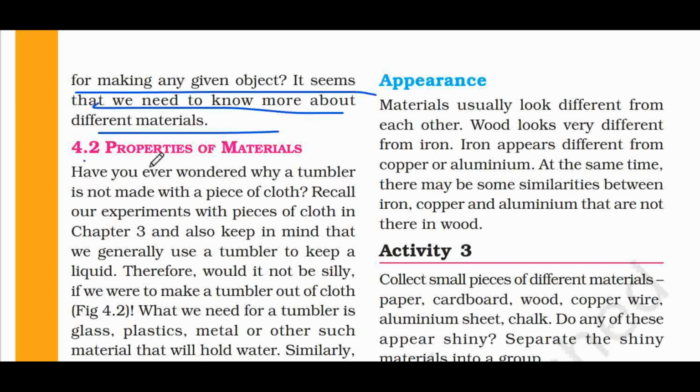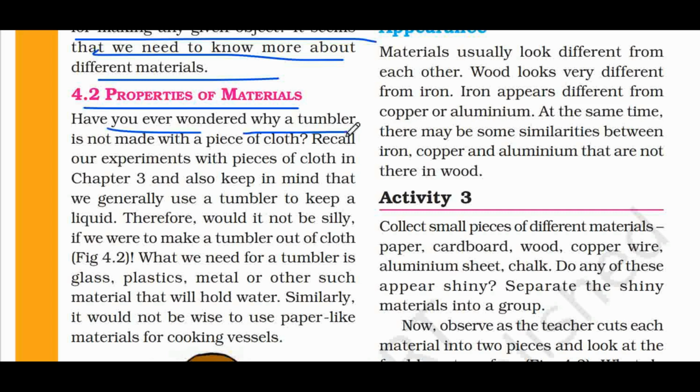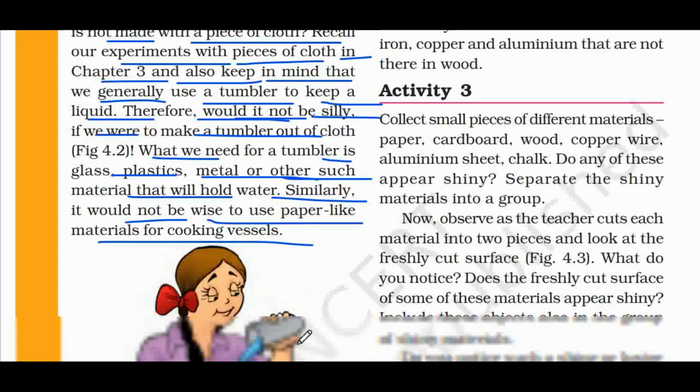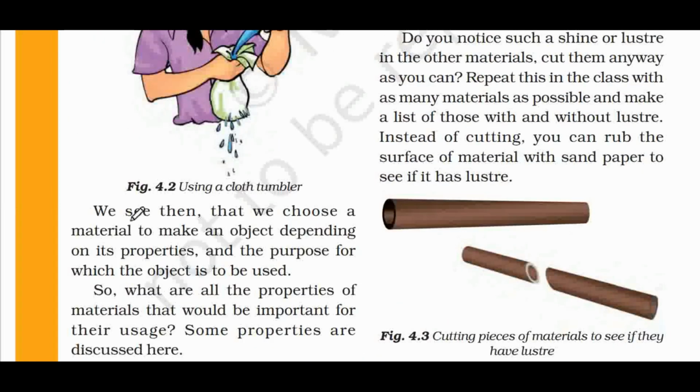4.2 Properties of materials. Have you ever wondered why a tumbler is not made with a piece of cloth? Recall our experiments with pieces of cloth in Chapter 3, and also keep in mind that we generally use a tumbler to keep a liquid. Therefore, would it not be silly if we were to make a tumbler out of cloth? What we need for a tumbler is glass, plastics, metal, or other such material that will hold water. Similarly, it would not be wise to use paper-like materials for cooking vessels. We see then that we choose a material to make an object depending on its properties and the purpose for which the object is to be used.